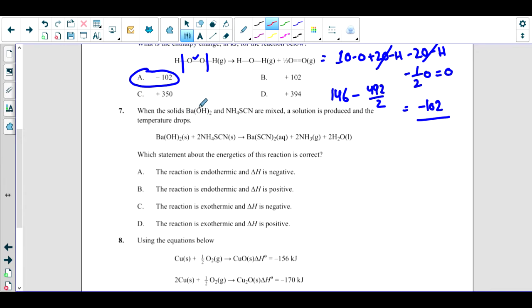When solid barium hydroxide and NH4HCnR are mixed, a solution is produced and the temperature drops. The main important thing here is that the temperature drops. Why is it important? Because we are dealing with thermochemistry and heat, so temperature dropping matters. Which statement is correct? The equation is given to us and we want to see which statement is correct. Now temperature drops, it means what?